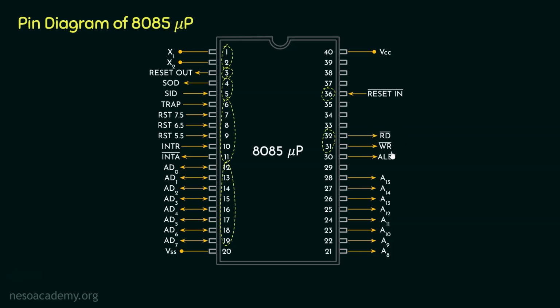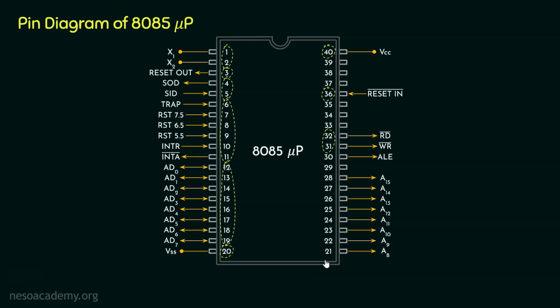Remember, since these are active low pins, in order to state whether it is reading or writing, at least one of them should be 0. If RD bar is 0, and at the same time if WR bar is 1, it will mean the microprocessor is going to read. And if WR bar is 0 and at the same time RD bar is 1, it will mean the microprocessor is interested in writing. Then we have the pins 20 and 40. Pin number 40 is for the 5-volt power supply and pin number 20 is used for the ground connection.